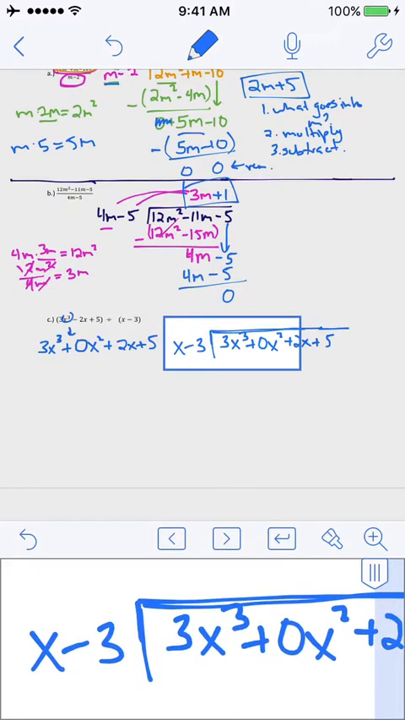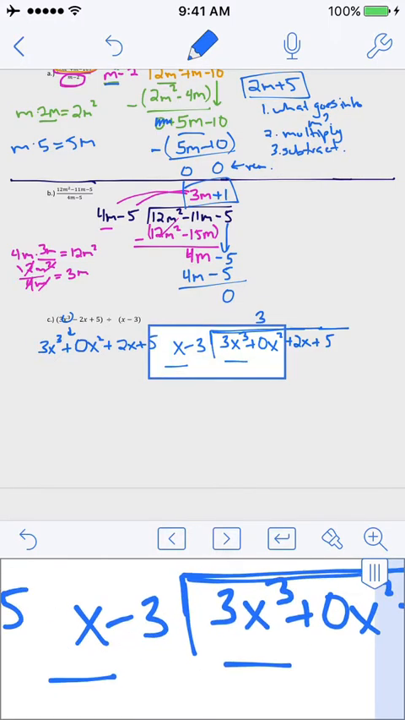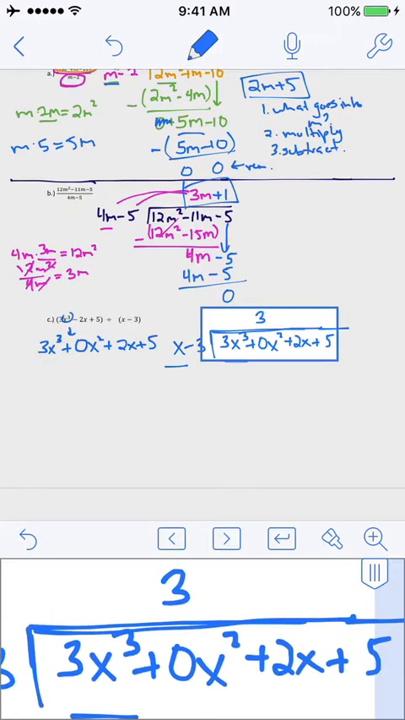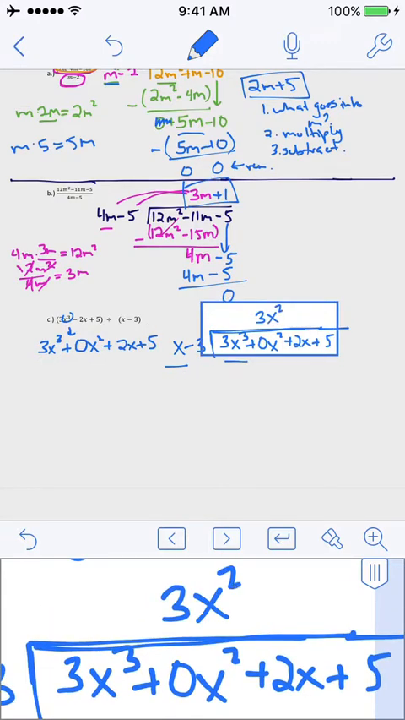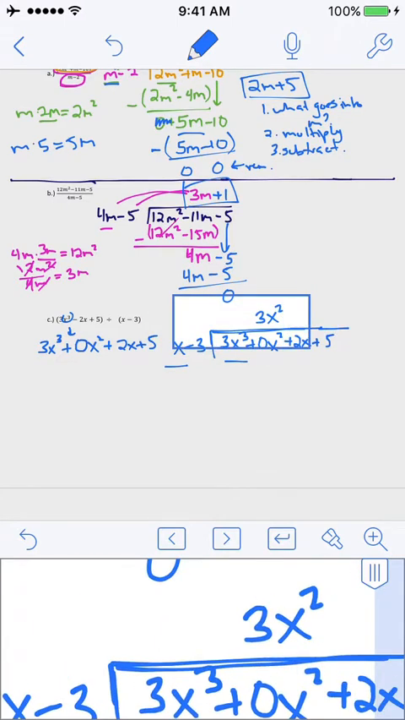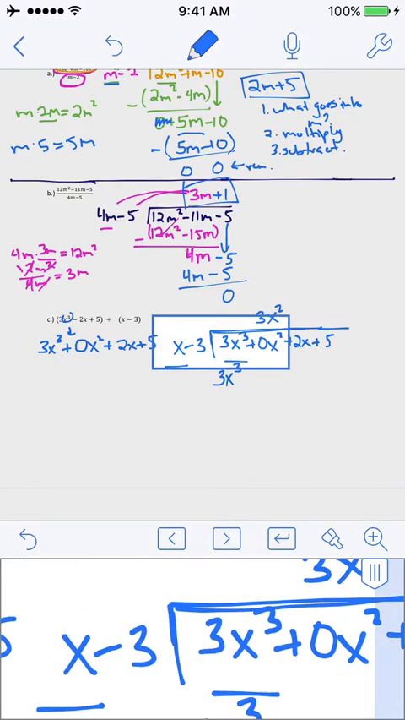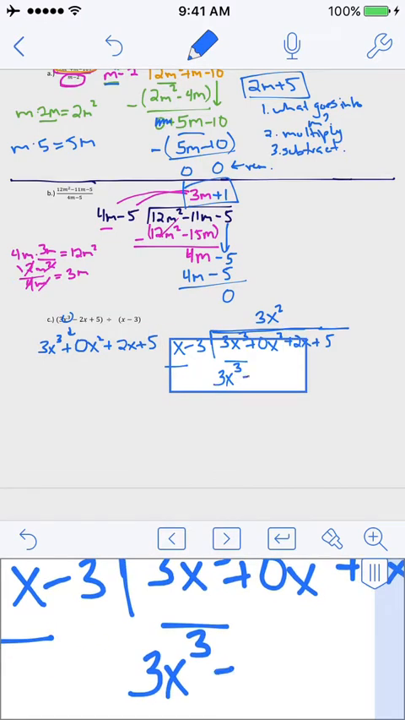All right, how do I get an x cubed from the 3x cubed? Well, I'm going to need a 3, right? And I'm going to need 2 more x's. I'm going to need x and x, plus the x I already have gives me an x squared. So 3x squared times x will give me 3x cubed. Now I'll go ahead and multiply that out. 3x squared times x, we just talked about that, 3x cubed. 3x squared times negative 3 is going to be negative 9x squared.